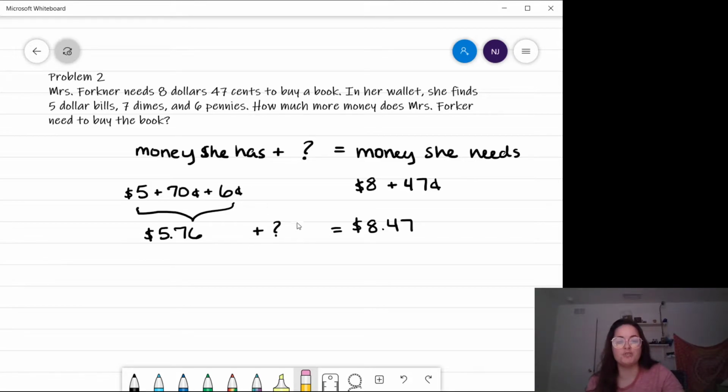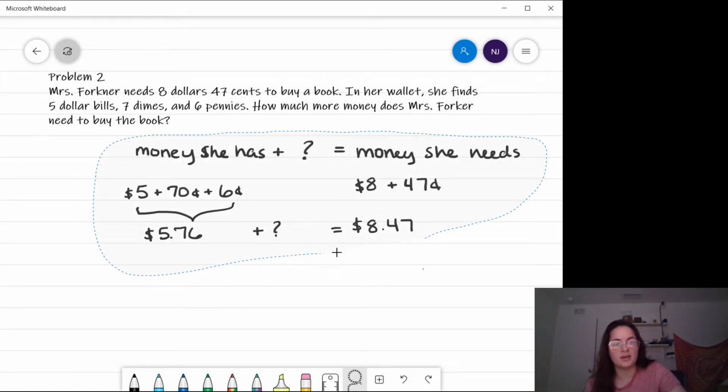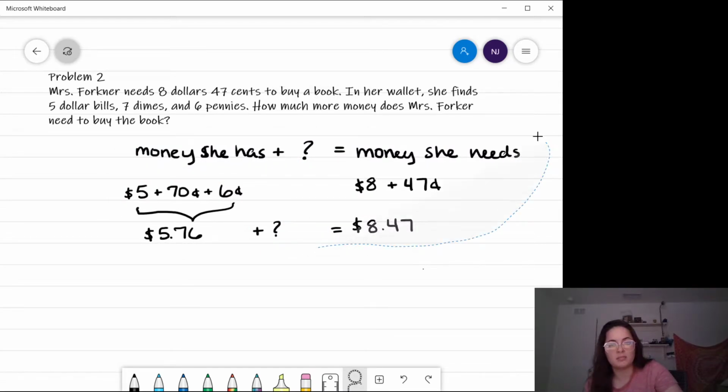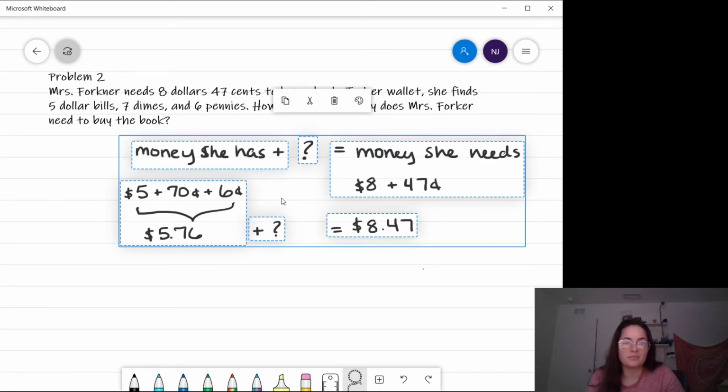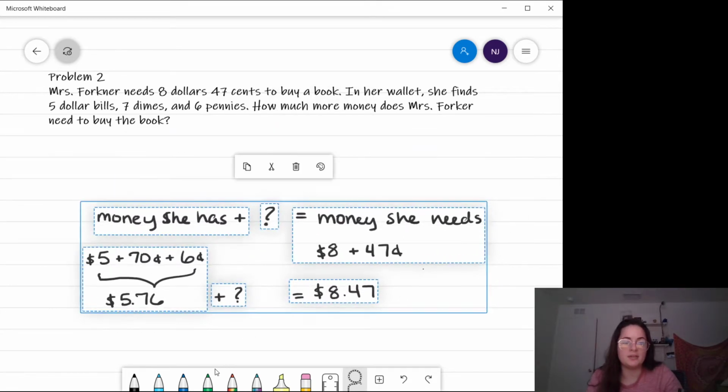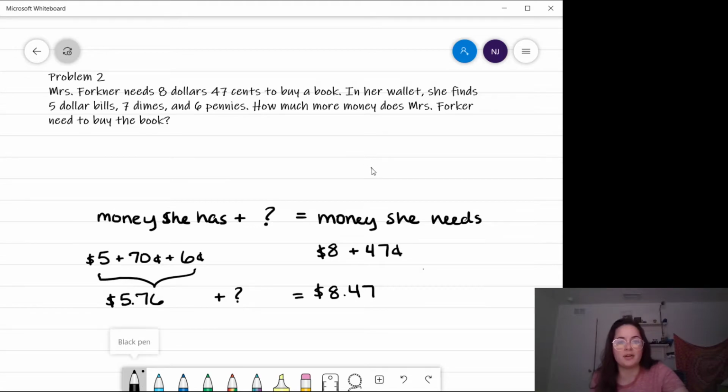In order to find the missing part, I'm going to need to take this part away to get the second part. So I'm going to draw a tape diagram to help us visualize that. So I'm going to move all this stuff down to draw us a tape diagram.